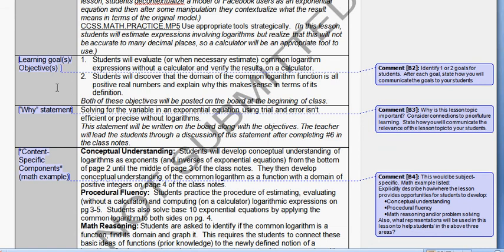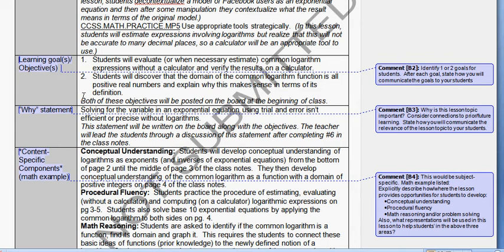Students will evaluate or, when necessary, estimate common logarithm expressions without a calculator and verify the results on a calculator. So this is a very specific, measurable goal. The second one, students will discover that the domain of the common logarithm function is all positive real numbers and explain why this makes sense in terms of its definition.